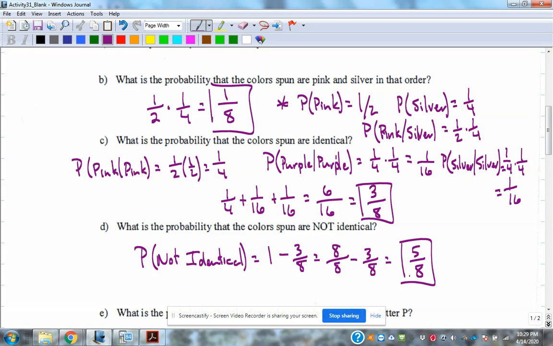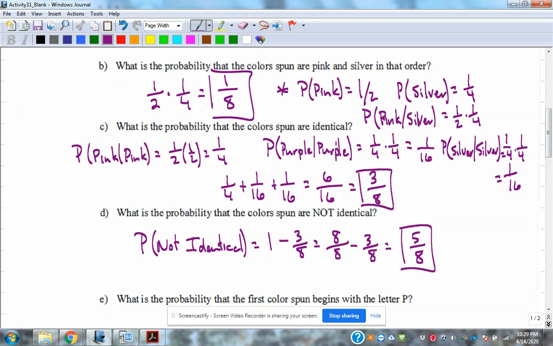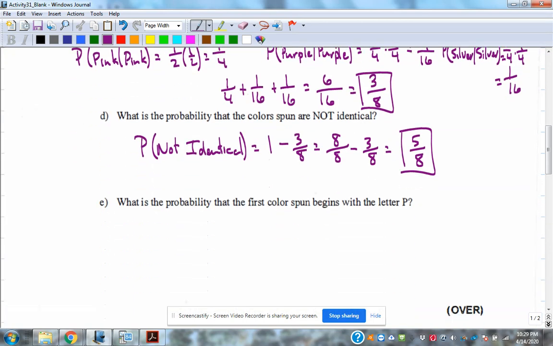Is use the complement. You could also figure out probability of pink, purple, pink, silver, pink, and then purple, pink, purple, silver, and then silver, pink, silver, purple, and add all those together, you're going to still end up with 5/8 there. So the quickest way is the complement there.